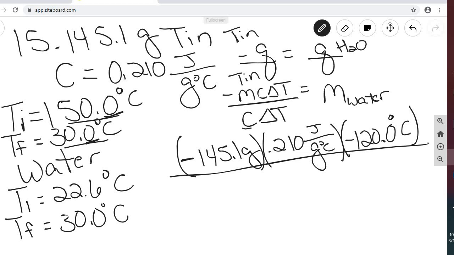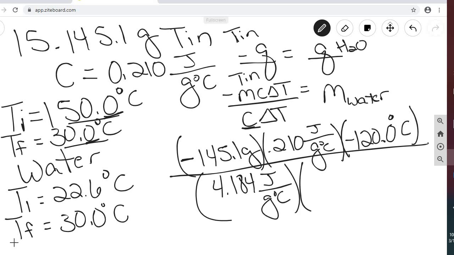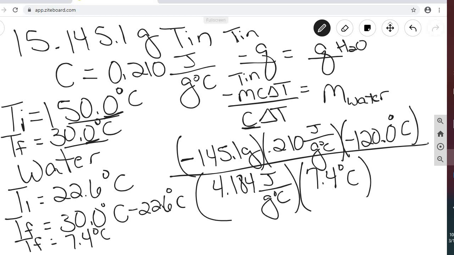Then we're going to divide that by C, so the bottom is for the water. C for water, you'll be given 4.184 joules over grams degrees C. And then delta T for water, it's TF minus TI. So it's 30 minus 22.6. Okay, so that's going to be a positive number because the water is going to heat up. So delta T for the water is 7.4 degrees C. And all of that's going to equal the mass of the water.